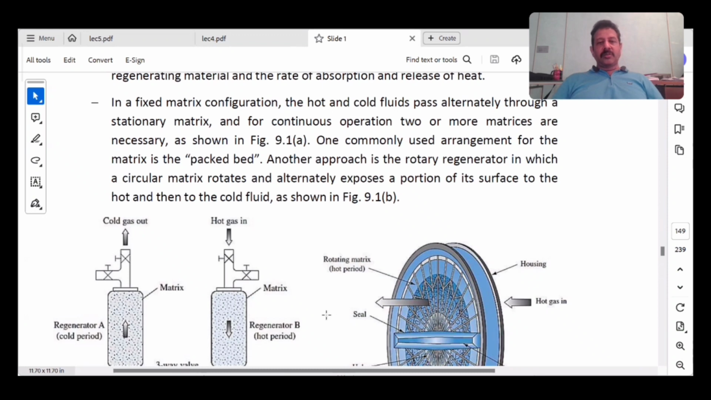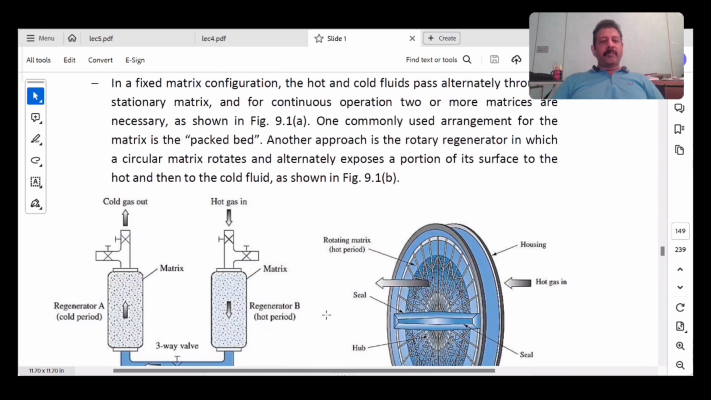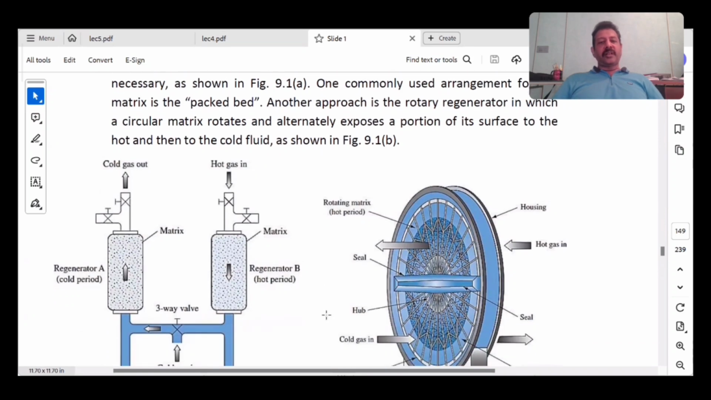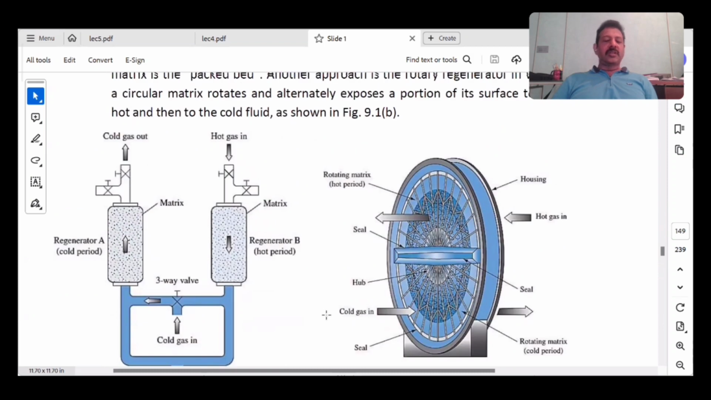right? So one common arrangement is a matrix, a packed bed. Another approach is a rotary regenerator, in which a circular matrix rotates and alternately exposes a portion of its surface to the hot and then to the cold fluid. So this is a regenerator.